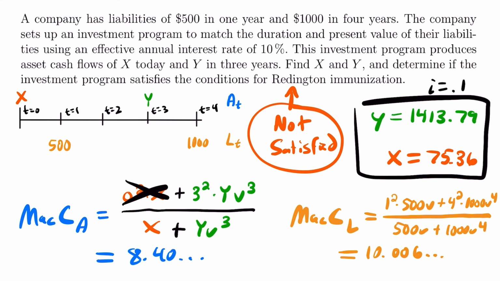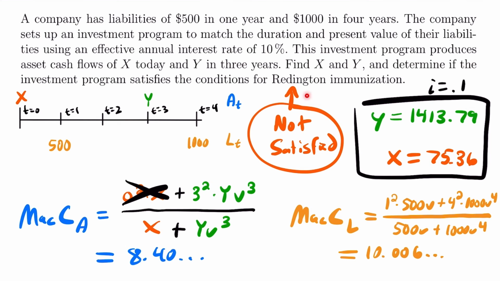And obviously that means that full immunization is not satisfied either, because full immunization is a stronger immunization strategy compared to Redington immunization. The third condition is a little bit different for full immunization. It requires that every liability is sandwiched between two assets, which, as you can see in our timeline, is not satisfied. This liability is sandwiched between two assets, but this one only has bread on one side. There is no bread or other asset following this liability, so obviously full immunization is not possible as well.